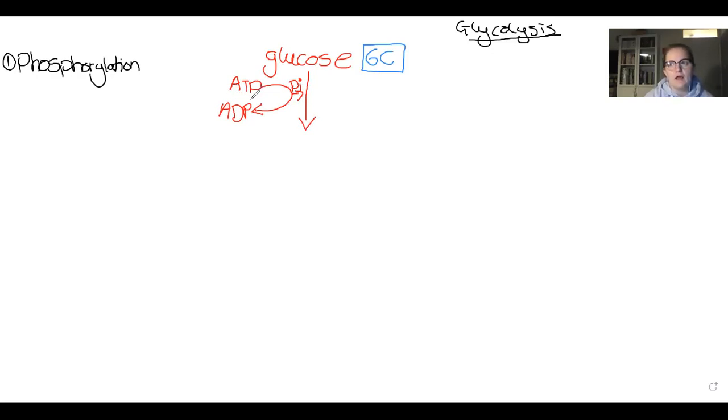So, like we said before, ATP can get broken down and we can have ADP and an inorganic phosphate. That inorganic phosphate phosphorylates our glucose and it forms this molecule. And this molecule is called glucose phosphate. Glucose phosphate is a 6-carbon molecule.